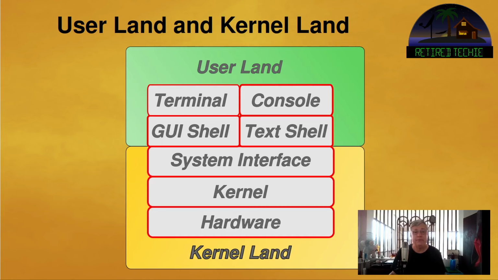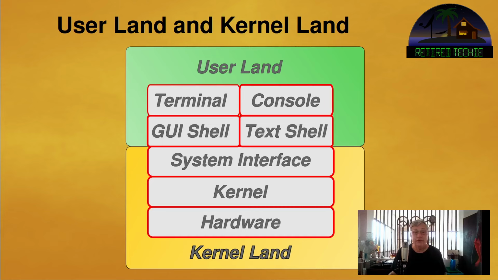At the very bottom of our Linux architecture is the hardware, and this is firmly in kernel land. On top of that, the kernel sits. Now, that's an oversimplification. There's other stuff down there. There's drivers and other kernel mods and things, but basically the kernel sits on top of the hardware. And then on top of the kernel, we have a system interface, which is how the shell programs, which we will define later, talk to the system.